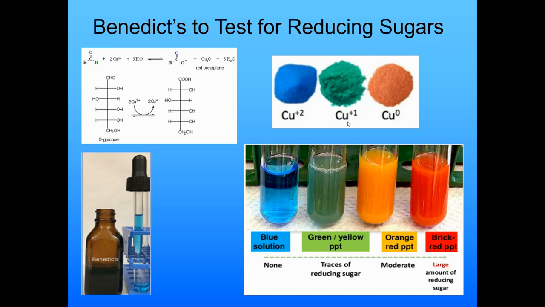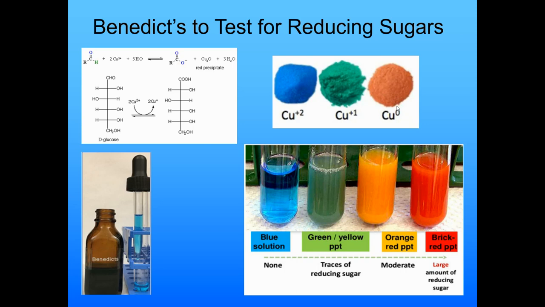Benedict's reagent is slightly blue, and that's because it contains copper 2+ ions. And this copper 2+ is being reduced to copper 1+, and then to copper without any pluses. And so the copper, as more and more reducing sugars are in the solution, it's actually semi-quantitative.